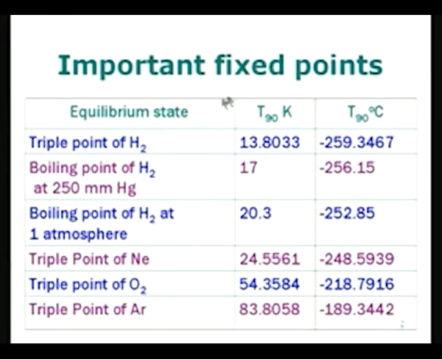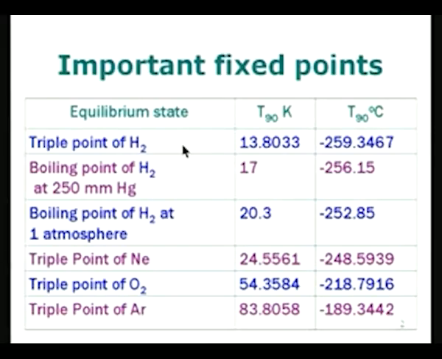The fixed points correspond to equilibrium states, and the subscript 90 here, for example, when I say T subscript 90 Kelvin, means that this temperature assigned in this table is according to the International Temperature Scale 1990. The third column gives T90 in degrees Celsius. That means that this is the temperature corresponding to T90 Kelvin in Celsius units.